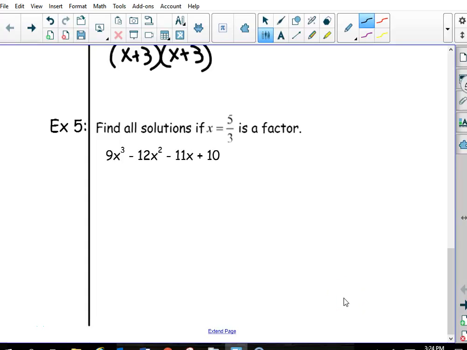Okay, find all the solutions if x equals 5/3 is a factor. We can do synthetic division with a fraction. So let's set it up.